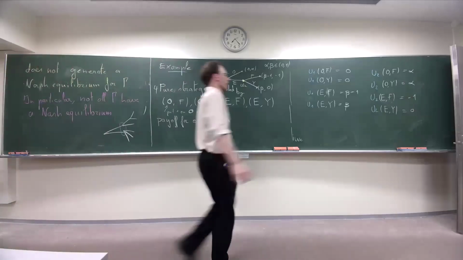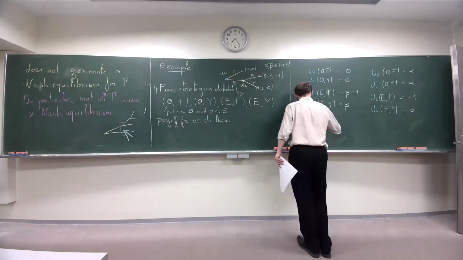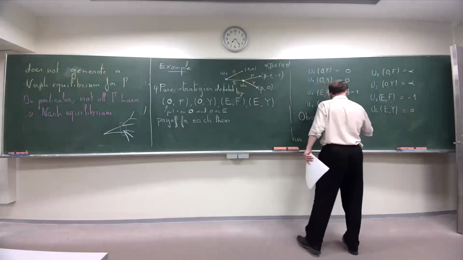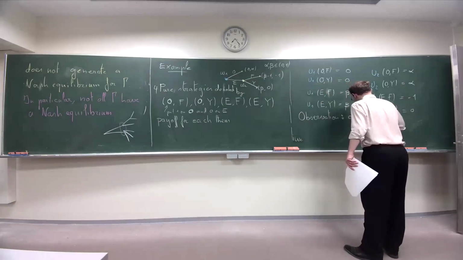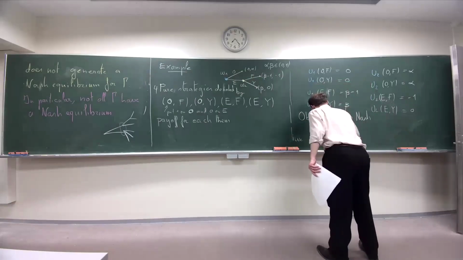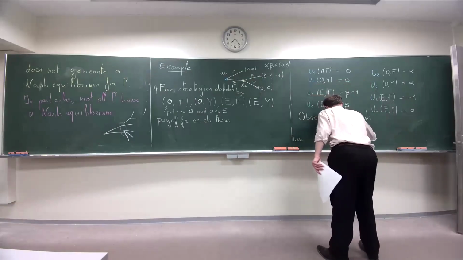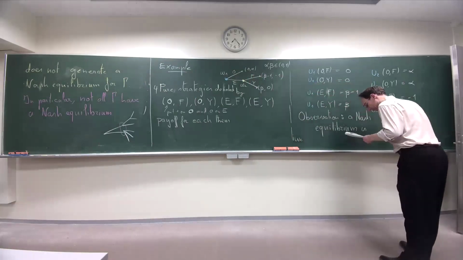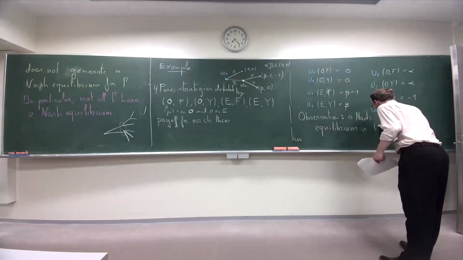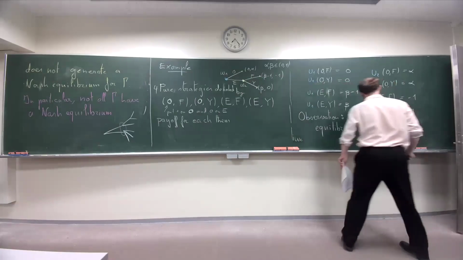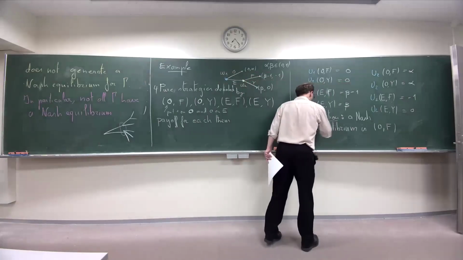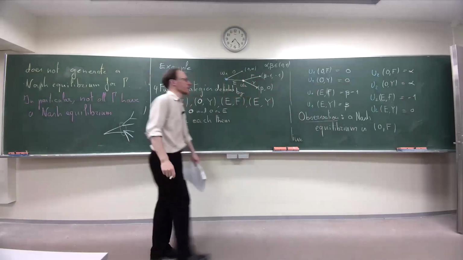And then one observation I let you do is that a Nash equilibrium is OF. But you will observe that something is a bit stupid.